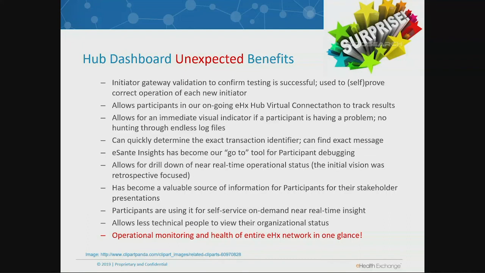That otherwise, I don't know what the process would have been, but I think it probably would have been more onerous for her. And then finally, we can actually log in, like right now on my laptop, I can log in, and basically in one click, I can see the health of the entire eHealth Exchange for everybody connected to the hub. So that's just been really, again, kind of a dream come true for me personally as a technologist.